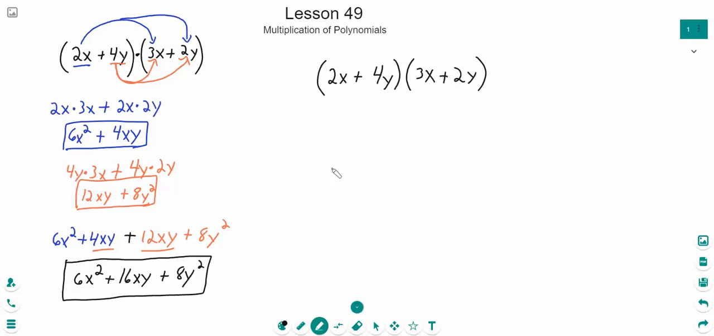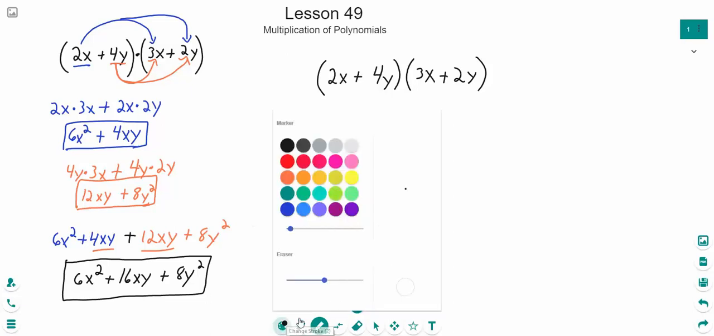And the thing I want you to write down in your notebook so that you can study this method, and actually in your notebook you should have it open to a page that says Lesson 49, Multiplication of Polynomials. And I would say maybe even write this problem down as an example inside your notebook, and then you can solve it in your notebook and you can refer back to this problem later when you're doing your seat work if you forget a step. So why don't you write that problem down.